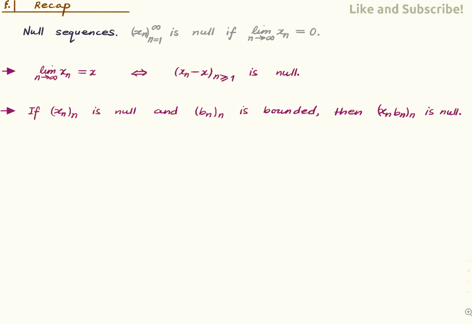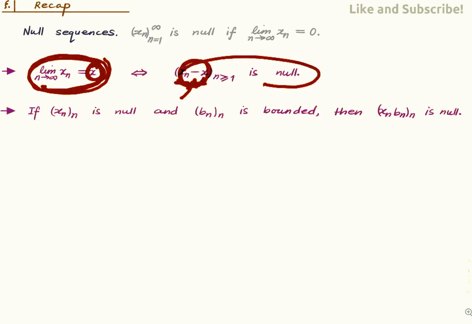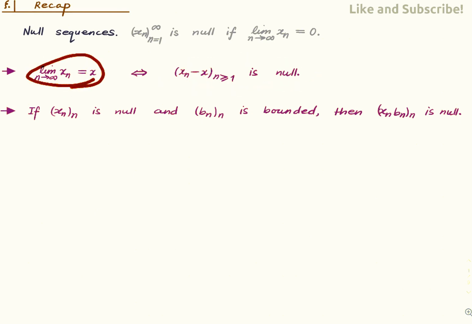So we will need the notion of null sequences. Recall that a sequence is called null if its limit exists and is the number 0. Also recall that we established this very simple connection: if we have a sequence whose limit is x, then one can form the sequence whose nth term is the difference between the nth term of the original sequence and the limit point. Then this sequence is null, and conversely. So this happens if and only if that happens.